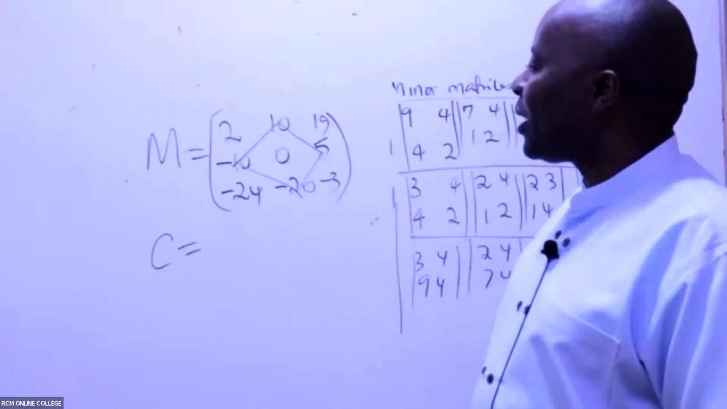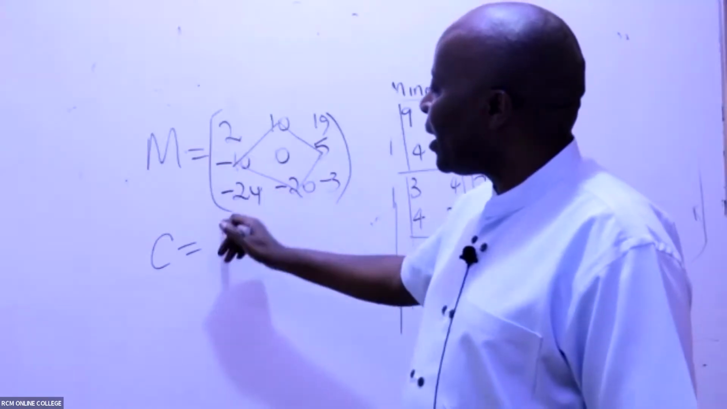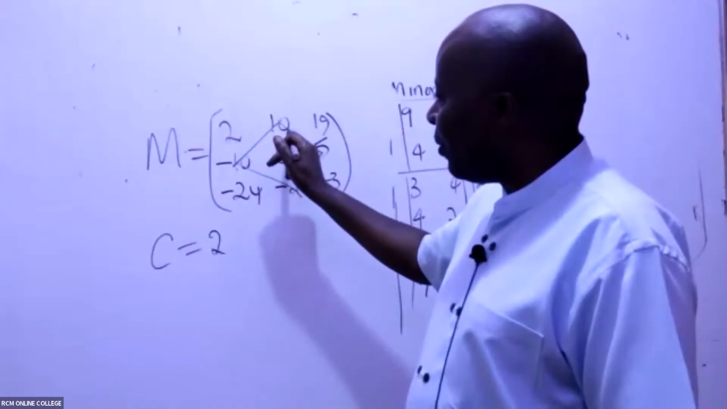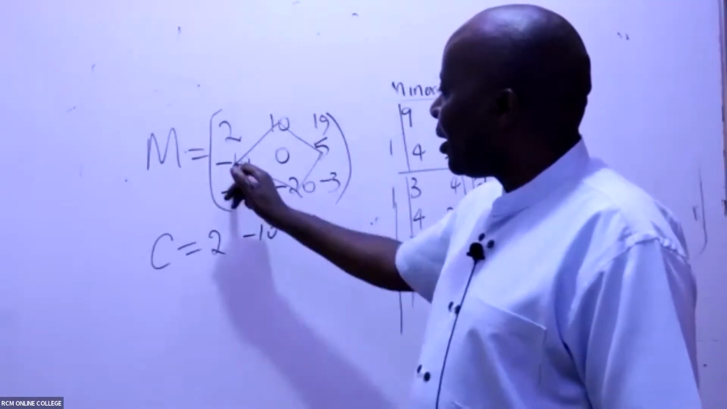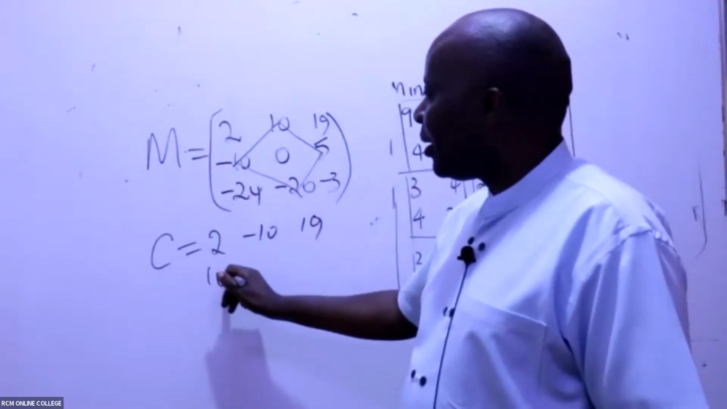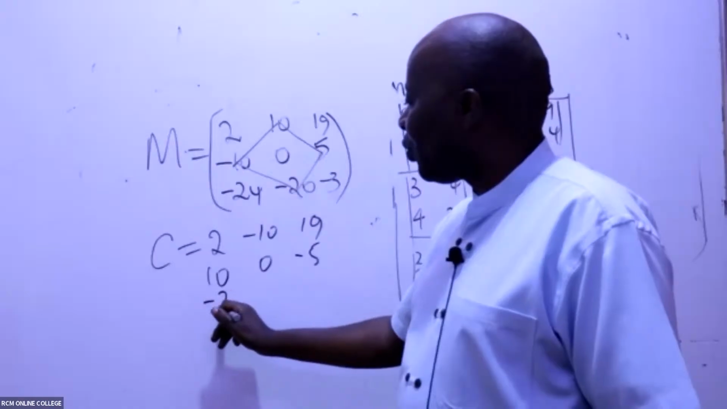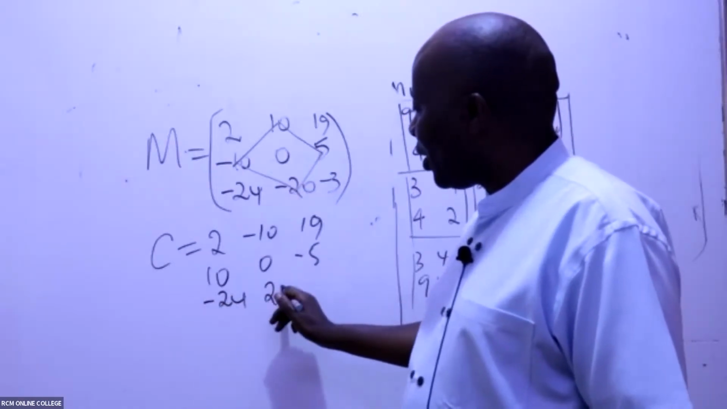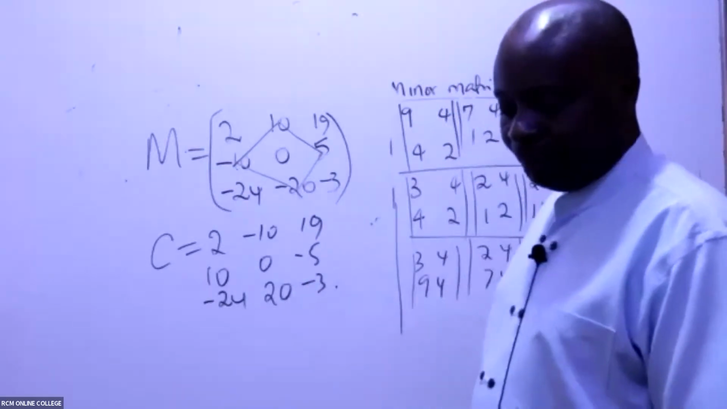So then our cofactors, ladies and gentlemen, we happen to be having our cofactors. This remains. This has been kissed by a corner of the diamond, so it becomes minus 10. This is 19. This is now positive 10. This is 0. This is negative 5. This is negative 24. This has been touched by the diamond, so in this case, 20 positive. And then we have lastly, minus 3 like that.